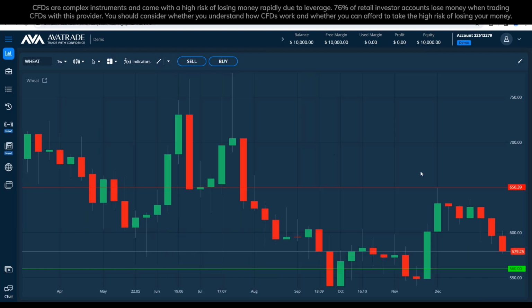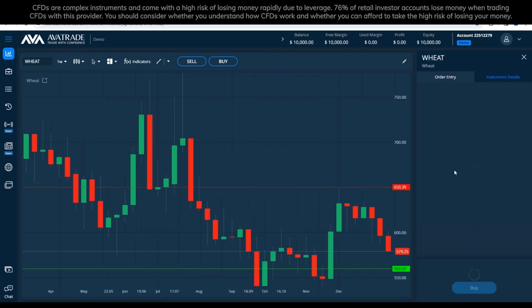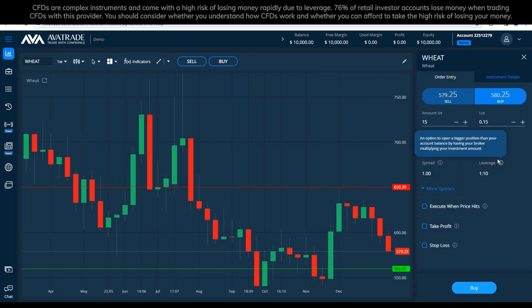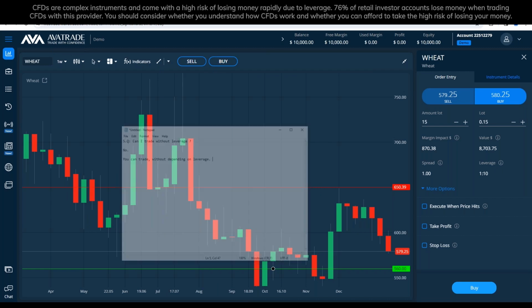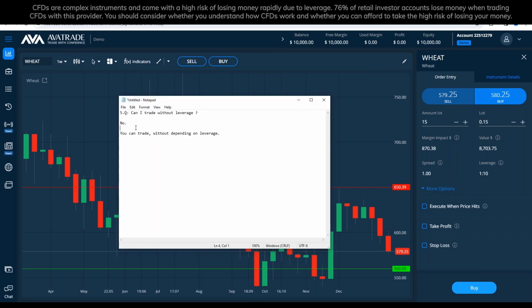As in, this is CFDs. CFDs is contract for difference. It's a known thing that the leverage here is built in. Okay, in this case with wheat, the leverage is 1 to 10. How exactly can I trade without depending on leverage? So this is very simple.